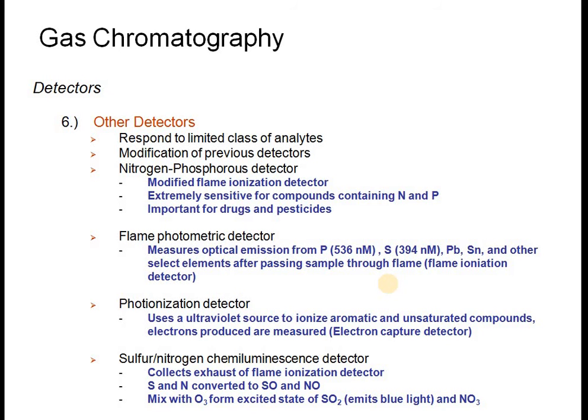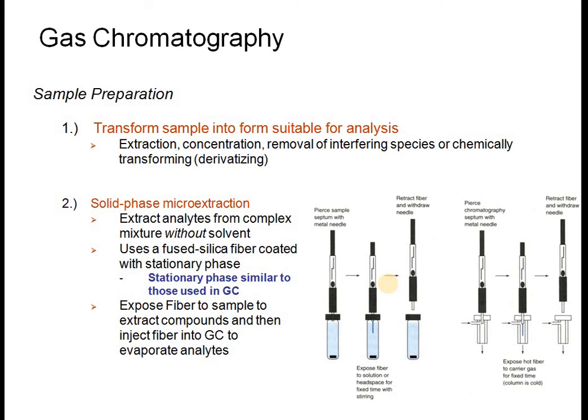Other detectors are these: flame photometric detector, photoionization detector, sulfur and nitrogen chemiluminescence detector. And sample preparation. Sample preparation is important for that. It transforms the sample into a form suitable for analysis: extraction, concentration, removal of interfering species, and chemical transformation.